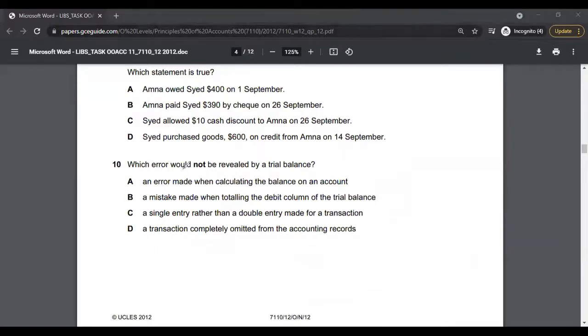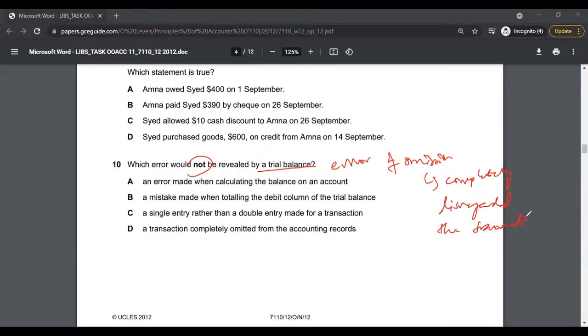Multiple choice 10, which error would not be revealed by the trial balance? So it's usually error of omission. Error of omission will not be revealed in the trial balance because you have completely disregarded the transaction. But you should always go through all the options. But if you see here, just see.